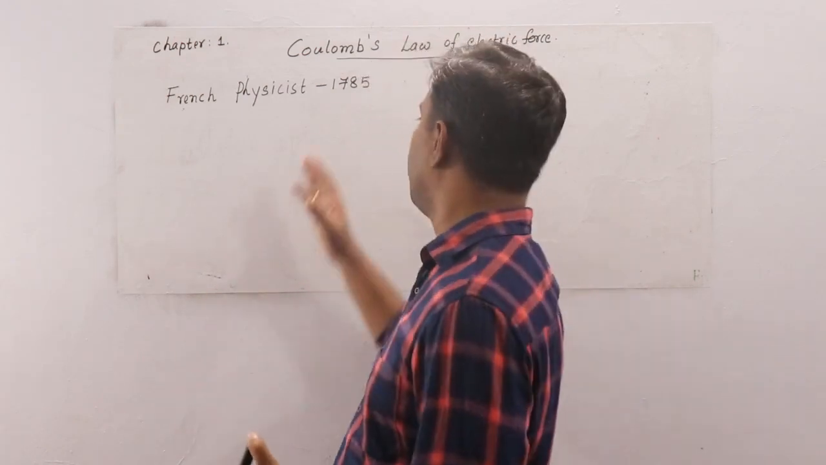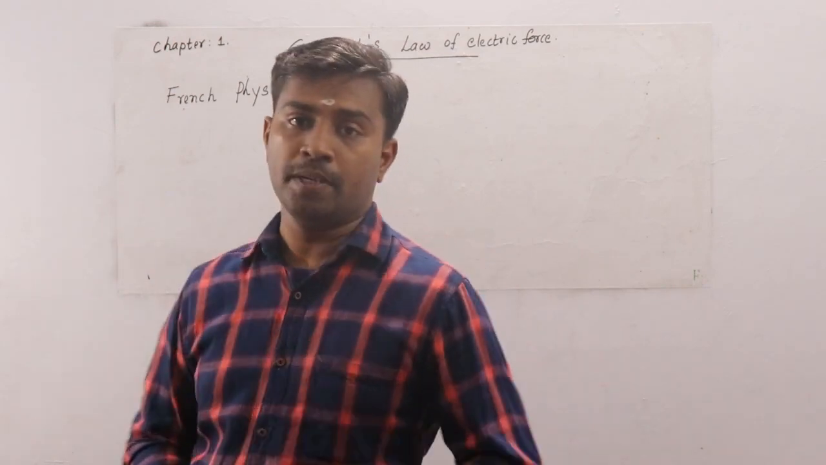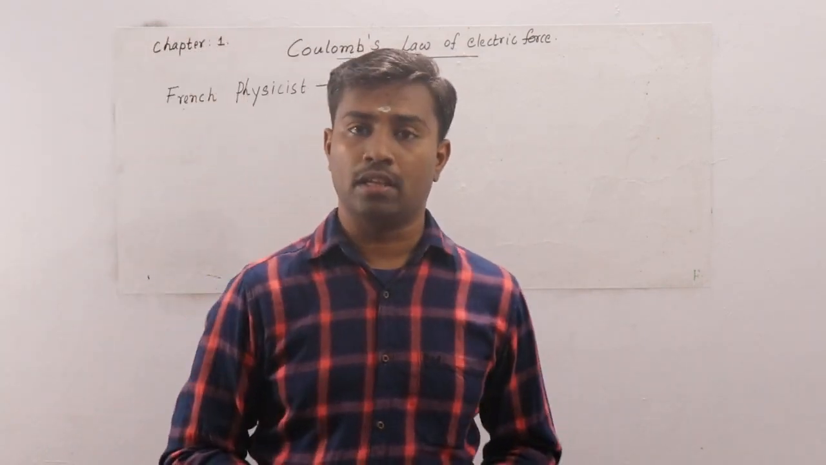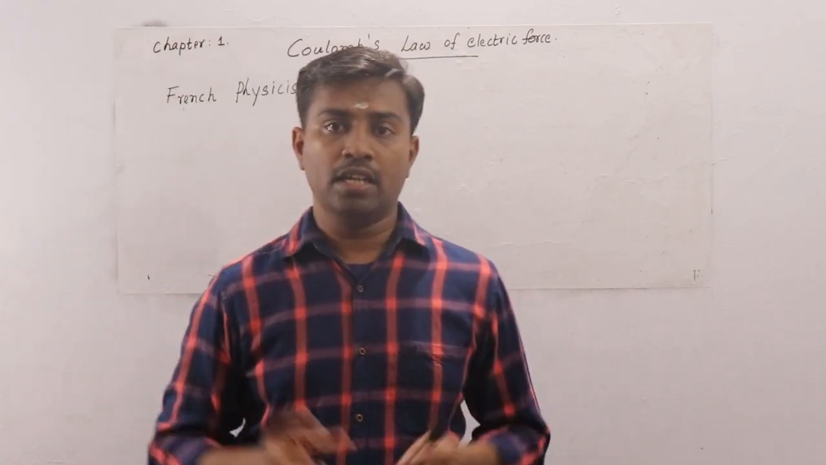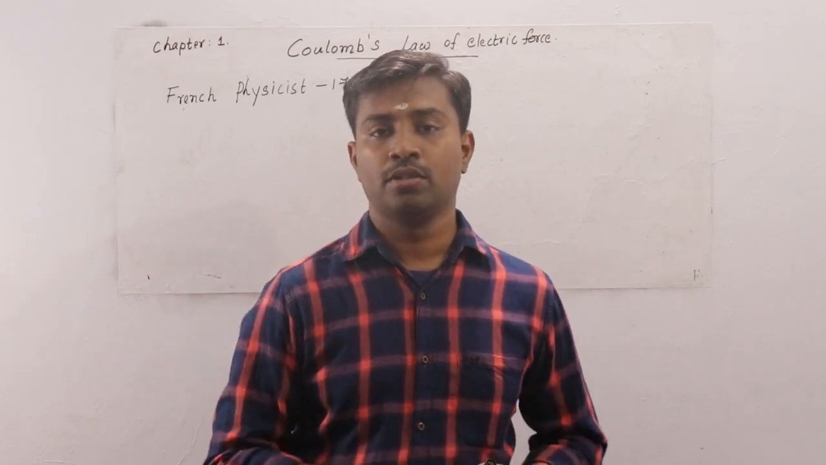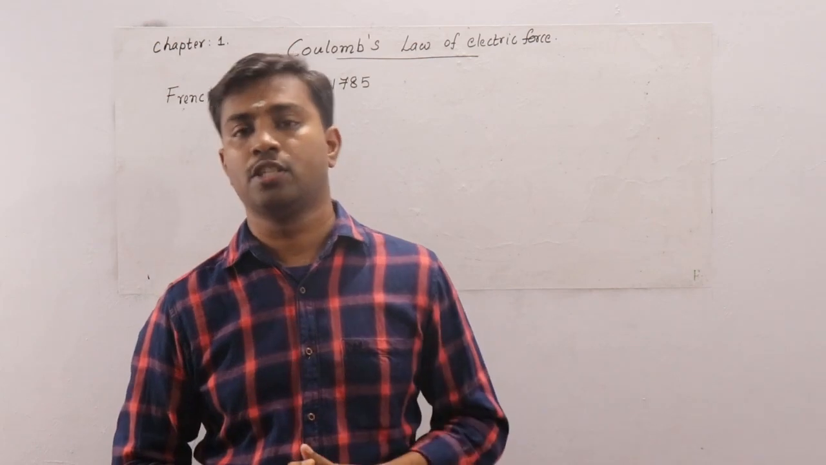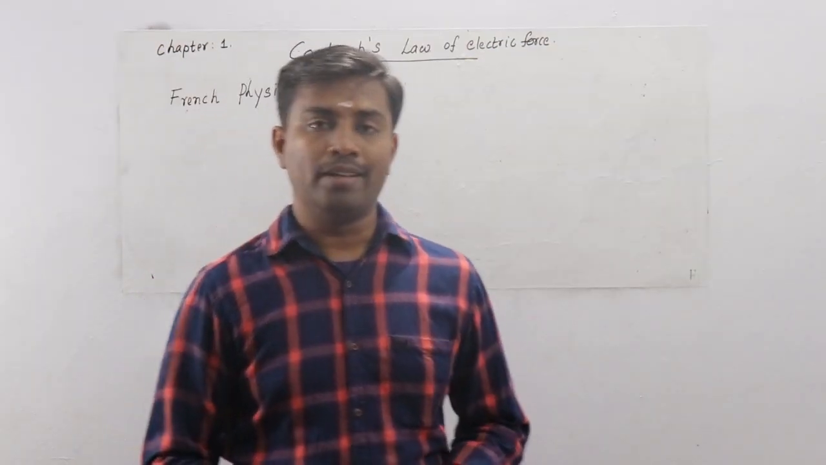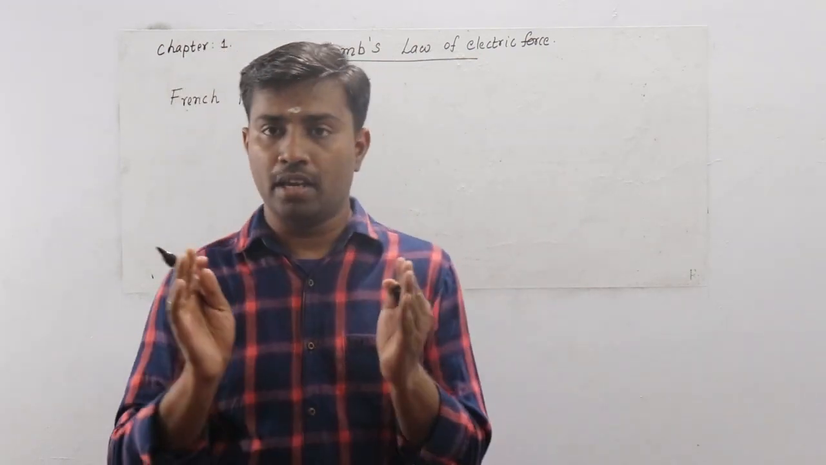In 1785, the French physicist Coulomb experimentally derived an equation for finding the force between charges. For that he considered two charged spheres. He considered those charged spheres as point charges. He considered two point charges Q1 and Q2 separated by some distance.